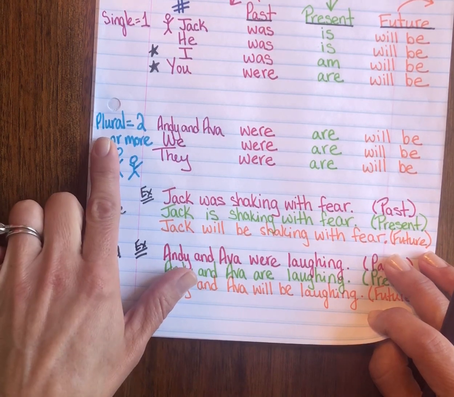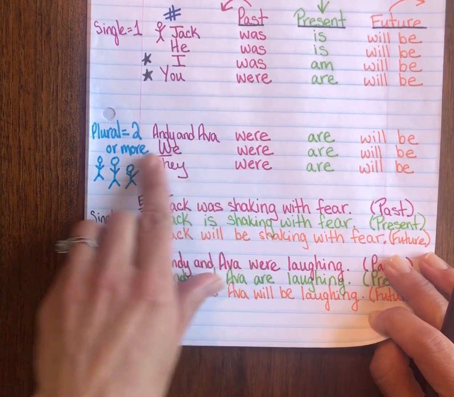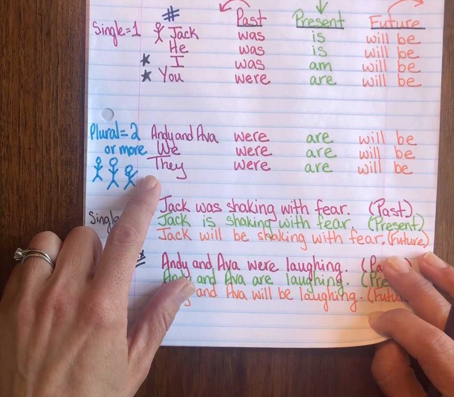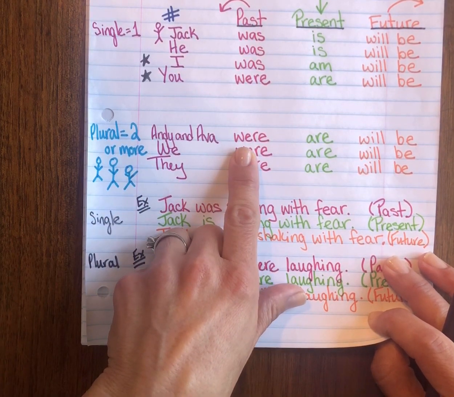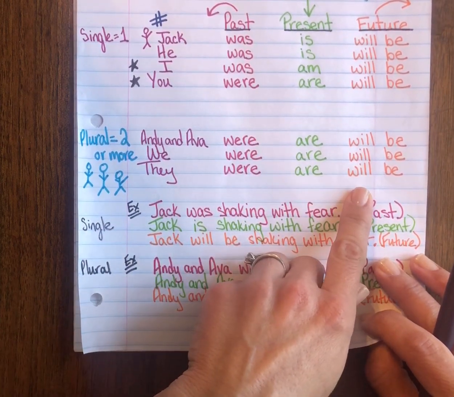And then sometimes writers talk about more than one topic or person in their sentence. So we say that is plural, meaning two or more. So some examples would be Andy and Ava, we, or they. These all indicate two or more people. So we would use in the past the verb were, in the present are, or in the future will be.